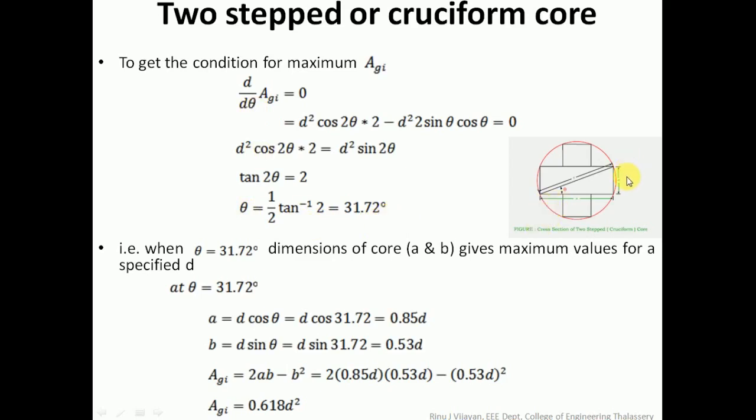As we have already mentioned, A is d cos theta and B is d sin theta. From the condition of maximum core area, we can easily determine the dimensions of core corresponding to maximum core area. That is, A is equal to 0.85d and B is equal to 0.53d. Here for theta we have made the substitution 31.72 degrees. Thereafter we can determine the value of gross core area by substituting these values in this relation, that is 2ab minus b square. Finally, we will be getting the value of gross iron area as 0.618 d square.